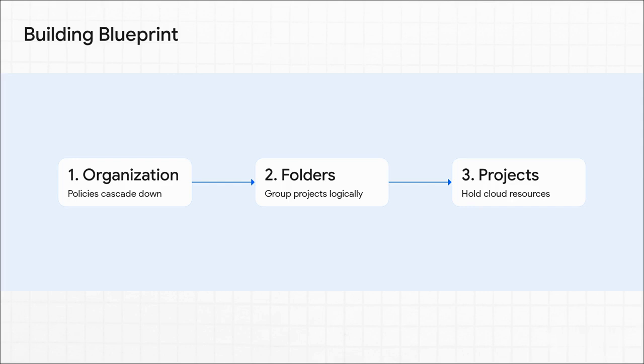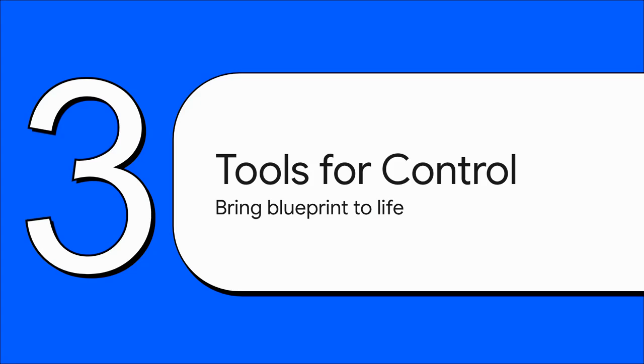You put a budget alert on your marketing folder, well now all the projects inside that folder are covered. It's just a clean, logical, and totally scalable way to build. Okay, having a great blueprint is one thing. But a blueprint is just paper, right? You need the actual tools to build with it and to make sure everyone follows the plan. So let's look at the key GCP services that really bring this whole governance structure to life.